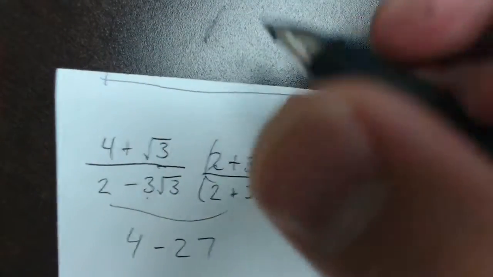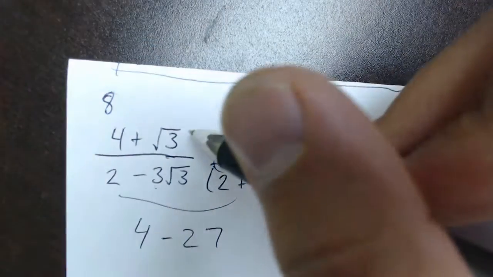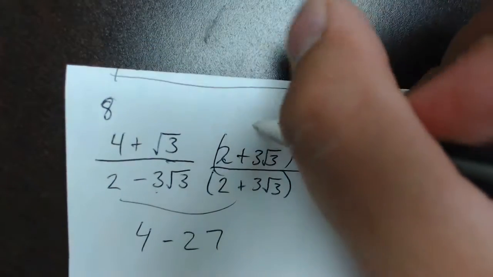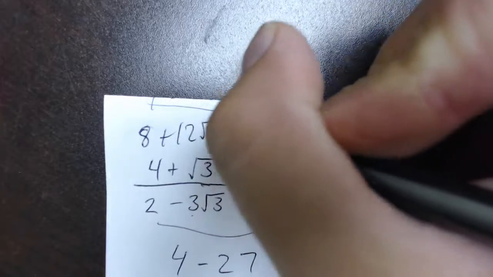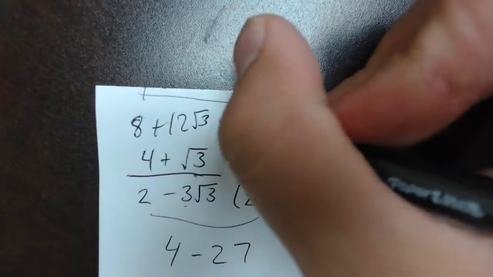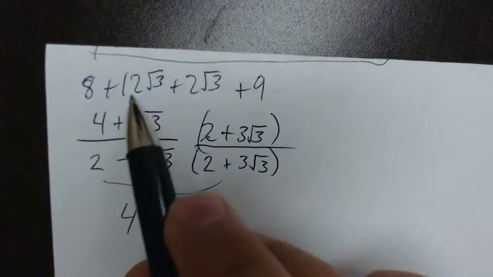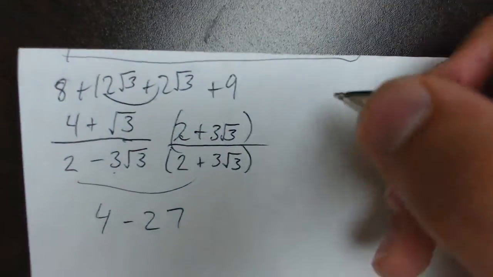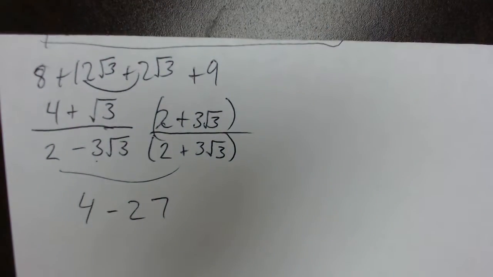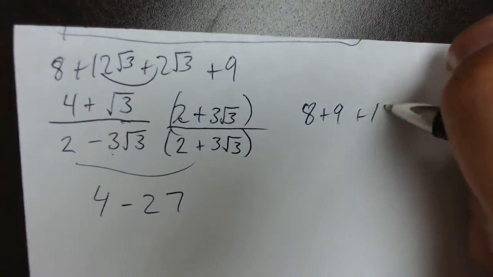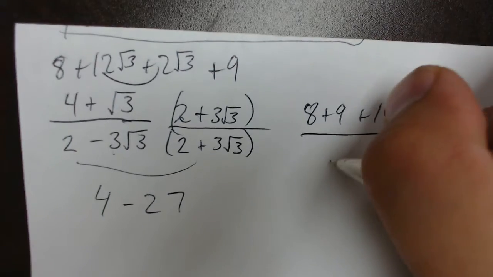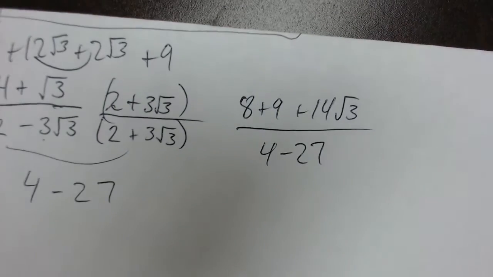Now, for my numerator, I'm going to FOIL. 4 times 2 will give me 8. Last times the last would give me 3 times 3, which is a positive 9 on the end. 3 root 3 times 4 would give me plus 12 root 3. And then 3 root 3 times 2 would give me plus 6 root 3. So for the numerator, these two will combine to become 18 root 3. We'll combine 8 and 9 at the end. So we have 8 plus 9 plus 18 root 3 over 4 minus 27.